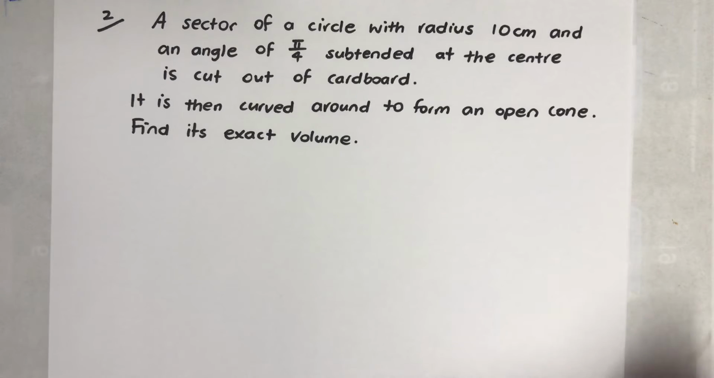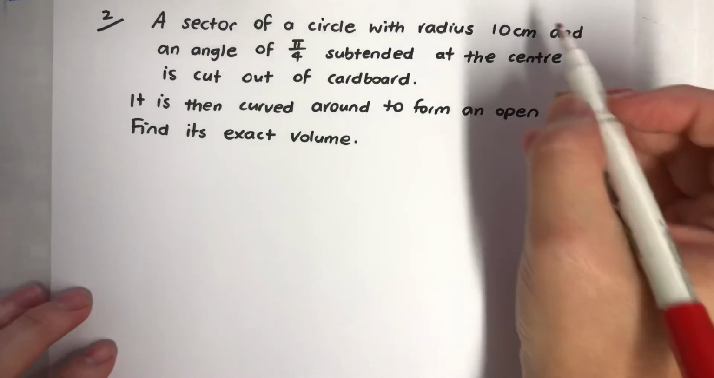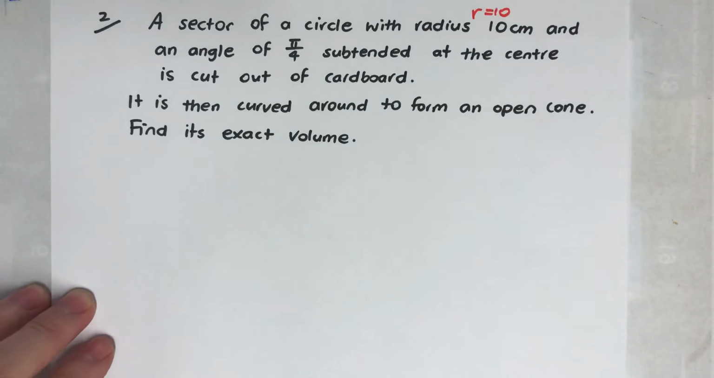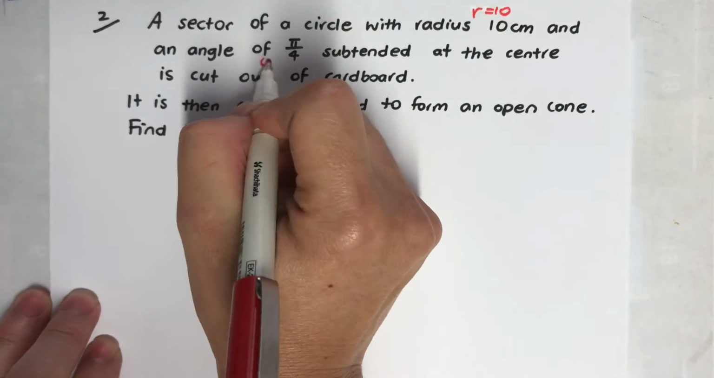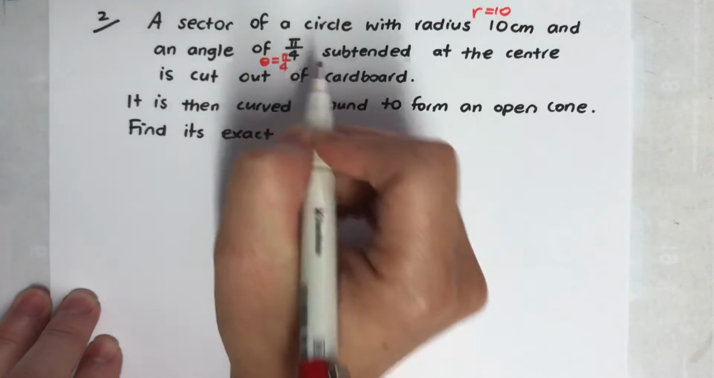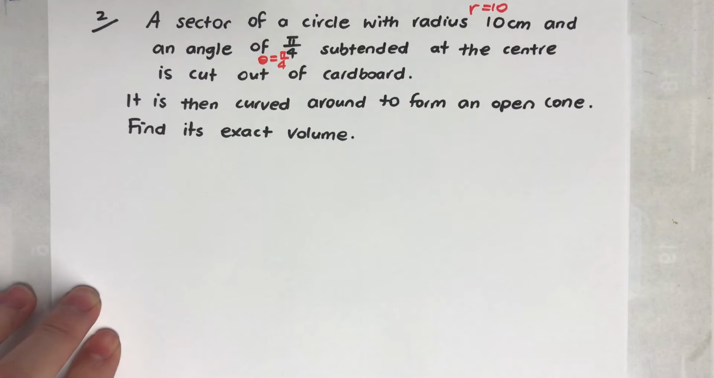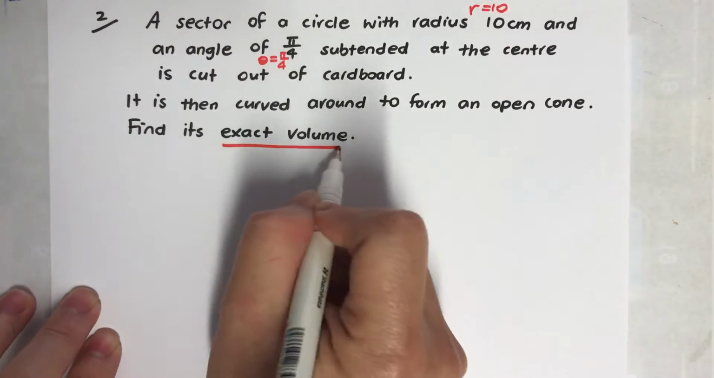Okay, here we go. A sector of a circle with radius 10 centimeters and an angle of pi over 4, so theta will be pi over 4, subtended at the center, is cut out of cardboard, and it is then curved around to form an open cone. Find the exact volume.